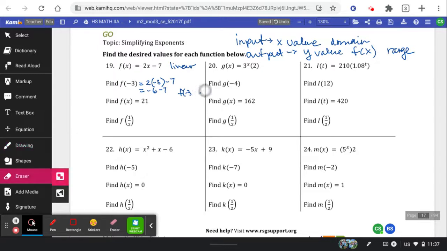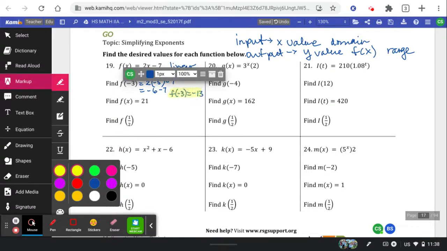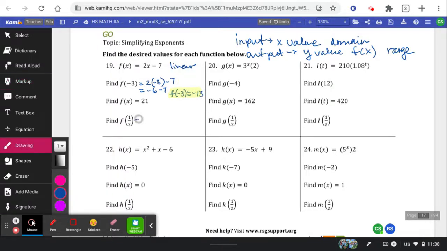Trying to see how much space you have here and how you're going to write this. All right, I'm going to drop down and do the next input problem. f of 1/2 equals 2 times 1/2 minus 7. What's half of 2? That's just 1 minus 7. So f of 1/2 equals -6.